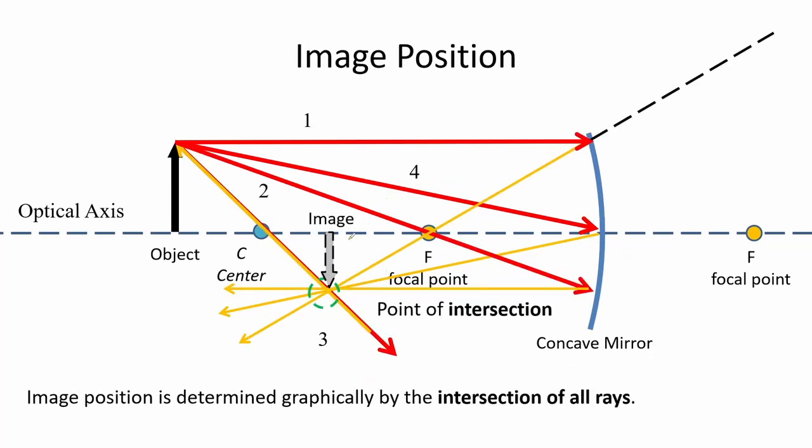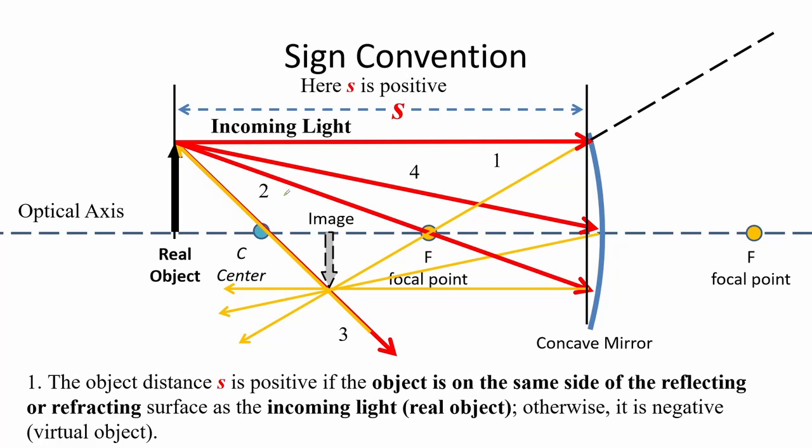Image position is determined graphically by the intersection of all rays. Here we see that it is on the same side as the outgoing rays, which makes the image a real image. Unlike convex and plane mirrors, concave is capable of producing both real and imaginary images. The object distance S is positive here because it is on the same side as the incoming light. This object is considered a real object.